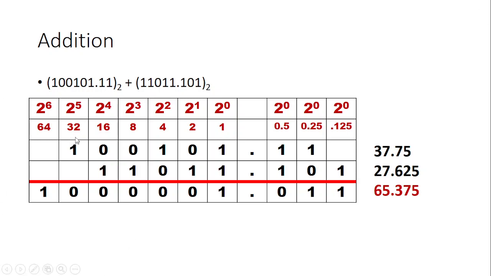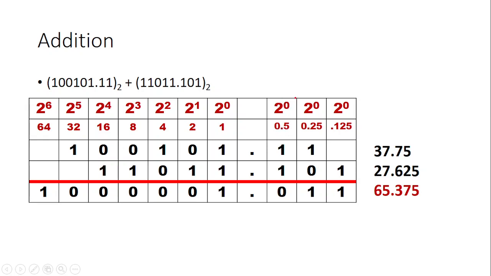You have 1 here, that is 2 to the power 5, 32, and you also have 2 to the power 2, which is 4, 1 over here, and 2 to the power 0, which is 1. So 32 plus 4, that is going to be 36, plus 1 will be 37. So you have 37 over here.